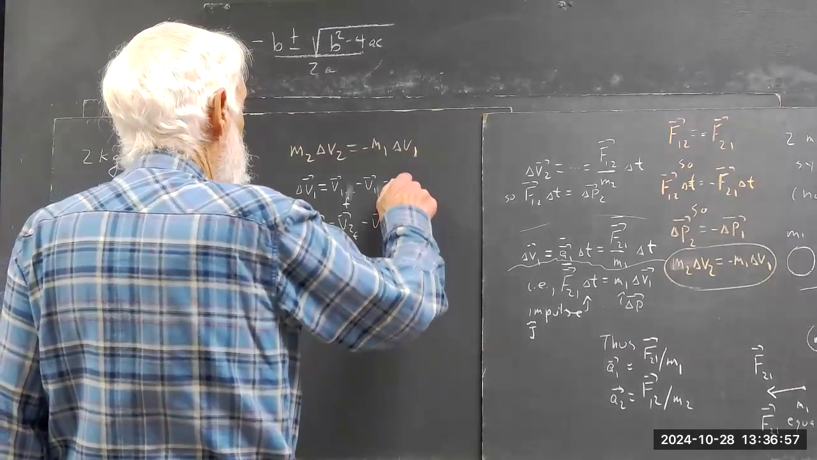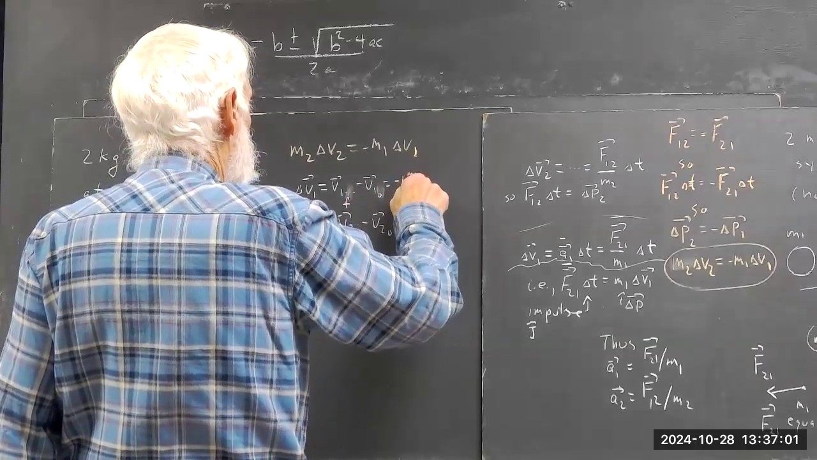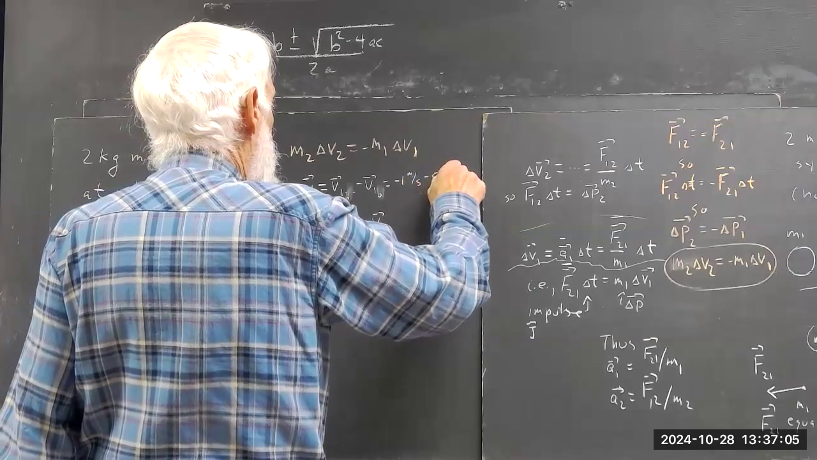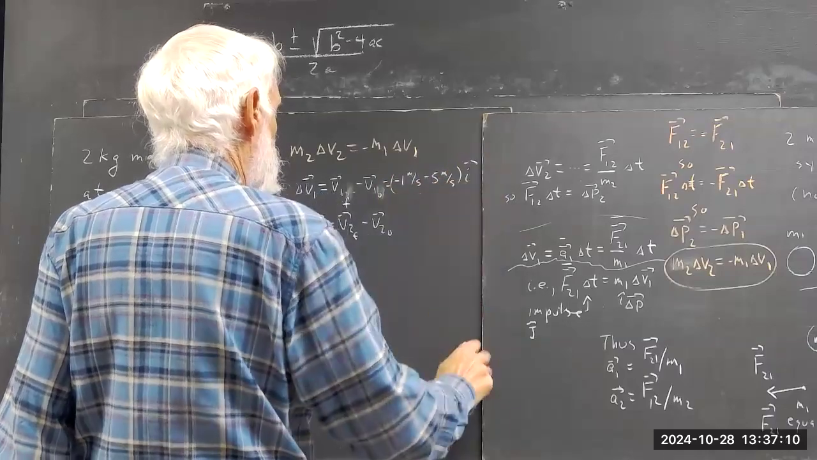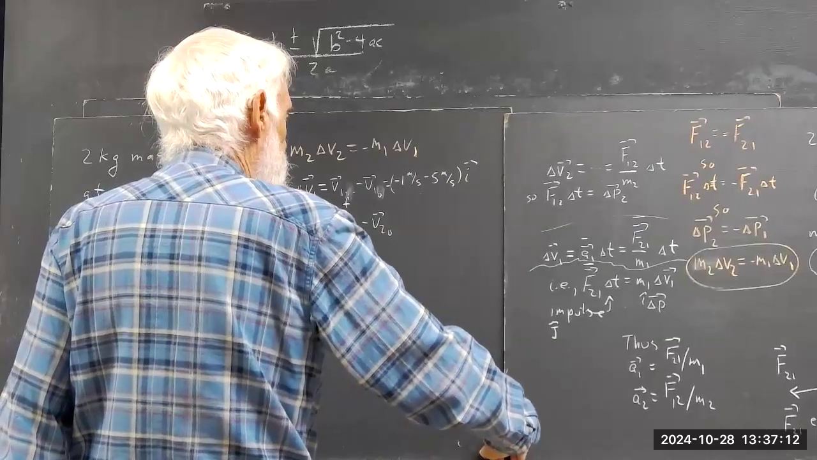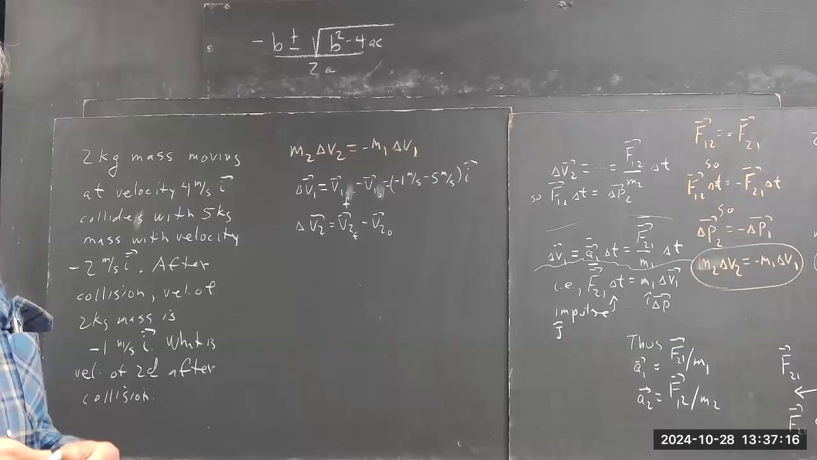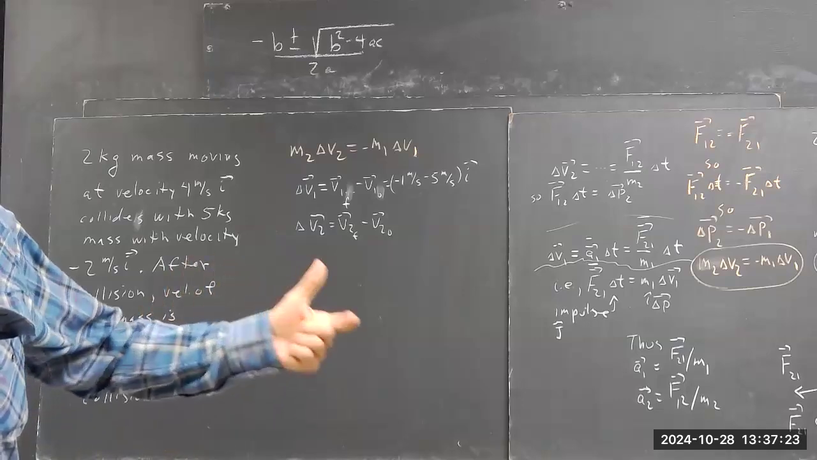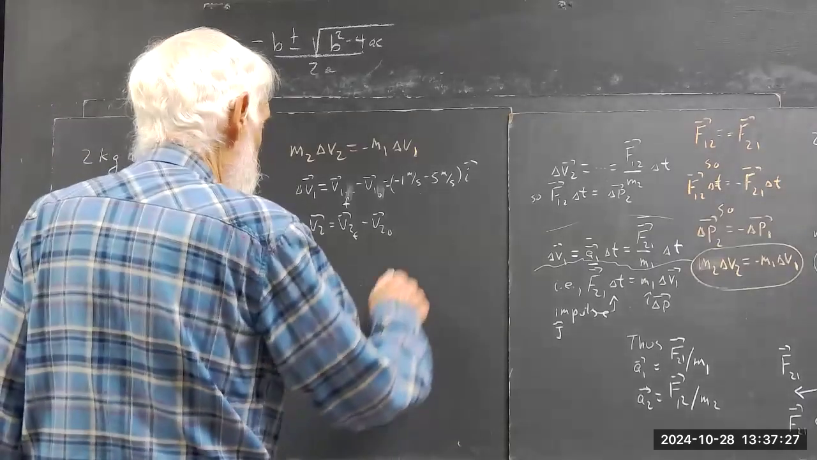So that's going to be negative 1 meter per second minus 5 meters per second times the I vector. Let's just keep the vector on there. This all happens in one dimension, so we really don't need it. But we're going to want I's and J's shortly when we do collisions in two dimensions. Let's go ahead and get in the habit.